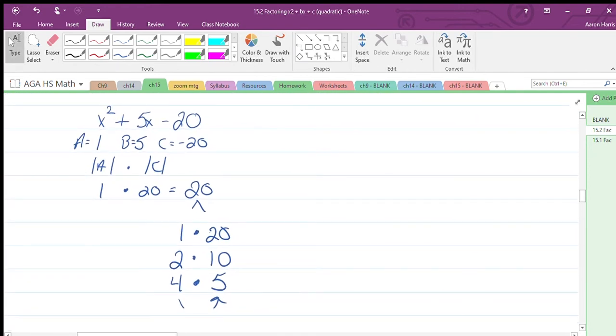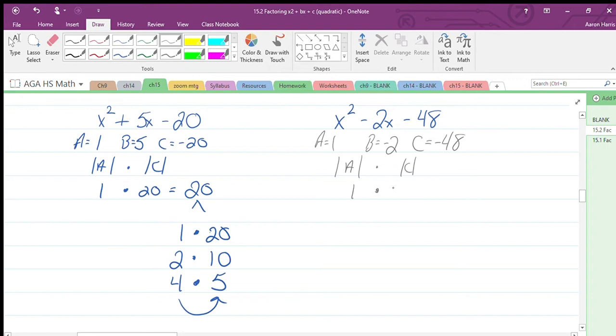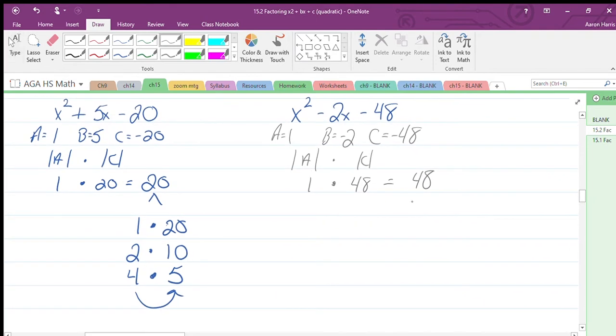Okay, here we go. Let's do x squared minus 2x minus 48. So what is A? A is equal to 1. B is equal to what? Negative 2. C is equal to what? Negative 48. Absolute value of A times absolute value of C, so that's 1 times 48. What is that? 48. So now I do my branches. Always start with what number? 1. 1 times what? 48.